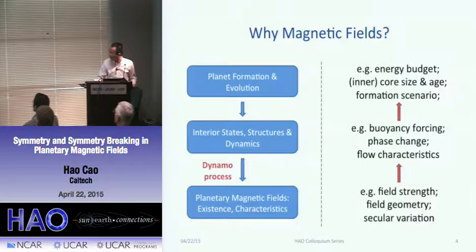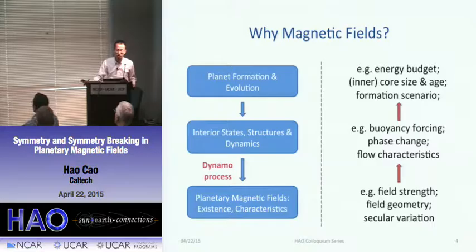It determines whether a planet can have a magnetic field or not, and also the characteristics of the magnetic field, how strong the field is, and what the geometry of the field is. And when we're doing it, we're actually going from the bottom up. We're actually measuring the magnetic field.